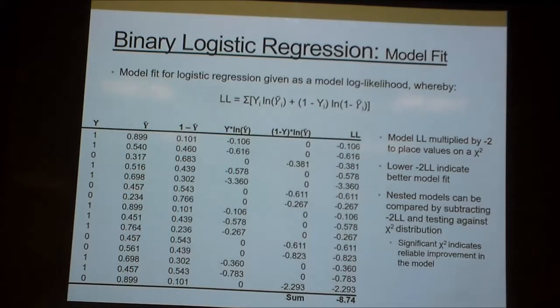And what we can do with this, if we have nested models, is start subtracting the difference between -2 log likelihood against a base model, and we can start looking at whether or not we have a better model given the inclusion of some variables versus without. A significant chi-square indicates reliable improvement in the overall model.